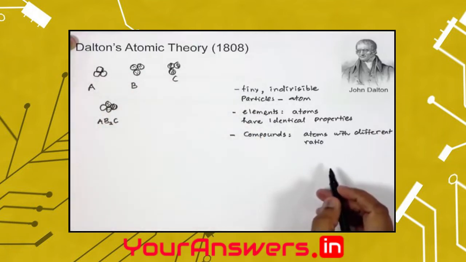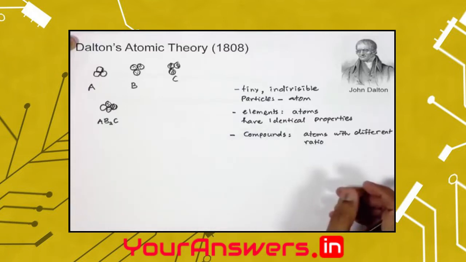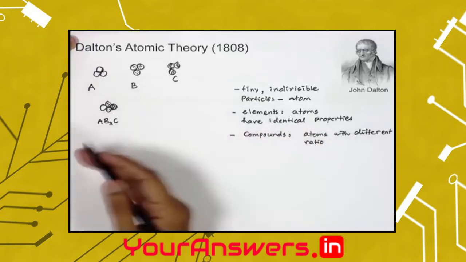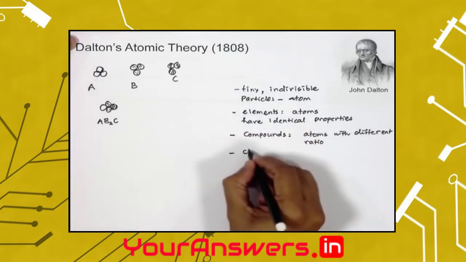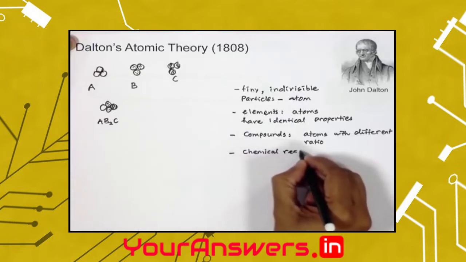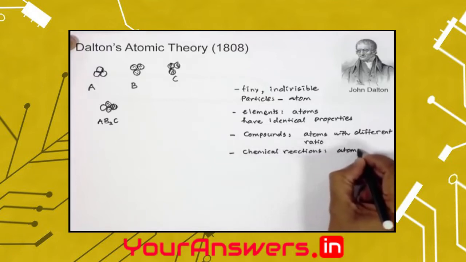This is what John Dalton professed. Then he also saw that there are chemical reactions during which the atoms change from one compound to another. So, he described the chemical reactions. Chemical reactions are the place where the atoms are exchanged.